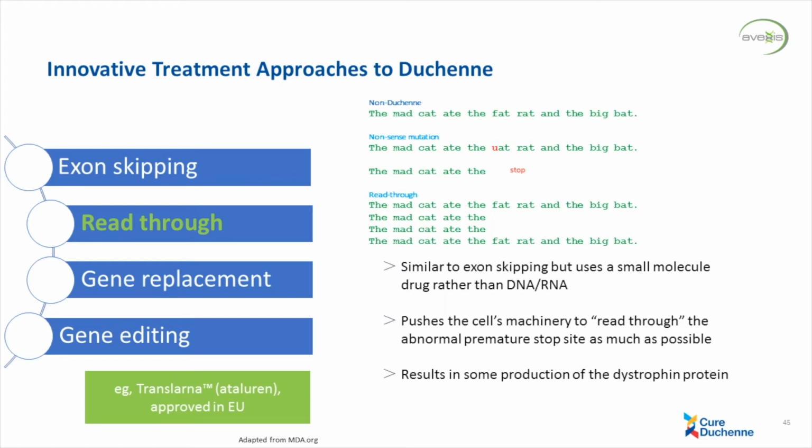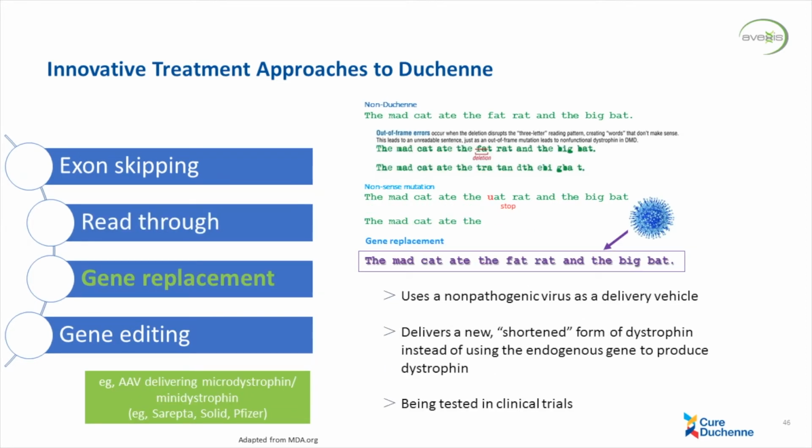Now this, of course, would only work specifically for people who have that stop codon, similar to the exon skipping that works only on people who miss that particular message there, right? But similar to exon skipping, it uses a small molecule often, and it can push through there and result in the production of some dystrophin protein. Now we're coming to gene replacement.